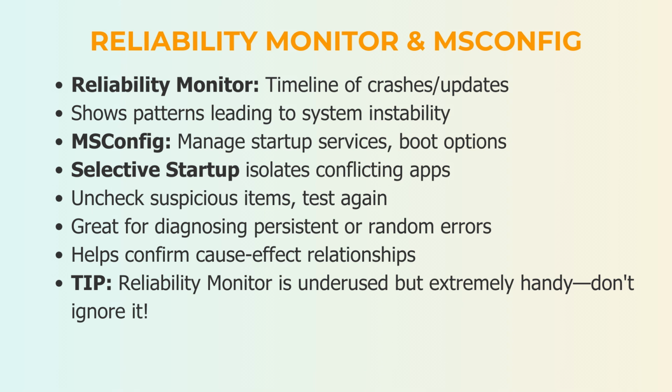Reliability Monitor offers a visual history of system reliability, detailing software installs, updates, and crashes. This timeline allows you to identify the exact point a new issue started and see which changes preceded it. MSConfig, on the other hand, lets you customize boot parameters and selectively disable services or startup items. When faced with elusive or intermittent errors, you can use MSConfig's selective startup mode to isolate potential culprits by enabling services one batch at a time.